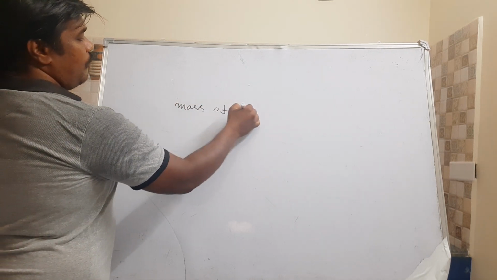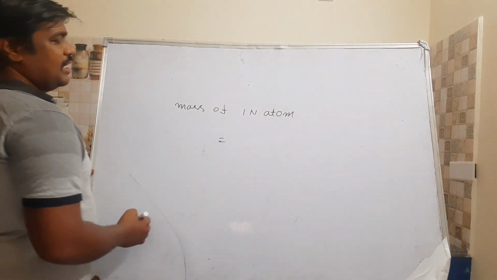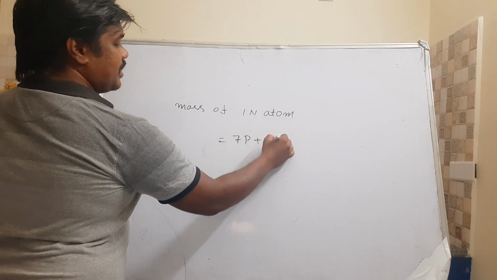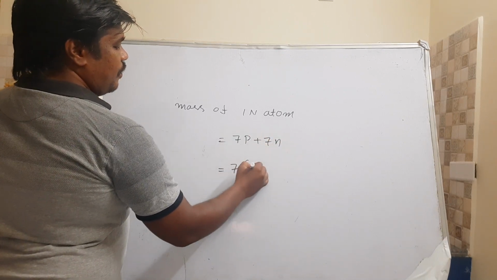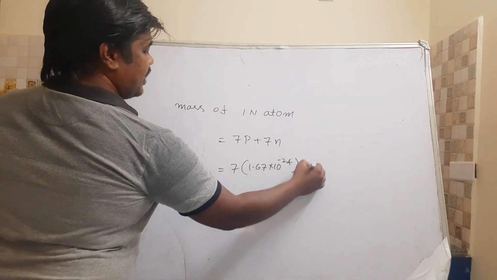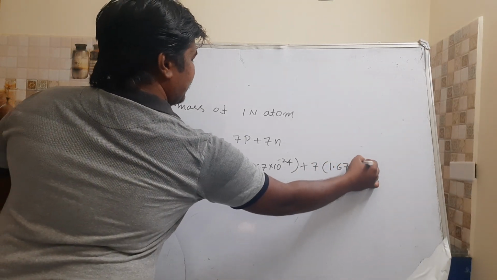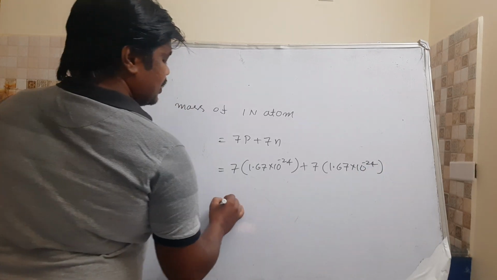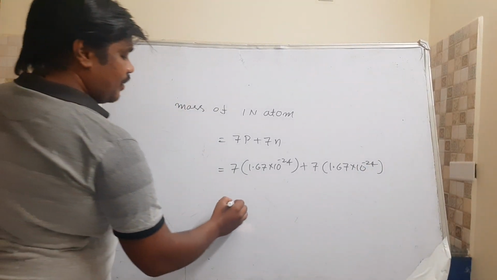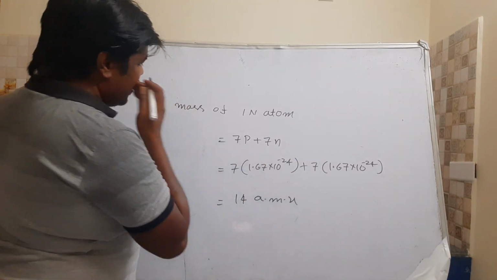What is the mass of one nitrogen atom? We already discussed it in the previous class. It consists of 7 protons and 7 neutrons, right? So 7 into 1.67 into 10 to the power of minus 24 grams plus 7 into 1.67 into 10 to the power of minus 24 grams. This is called AMU. So finally, the mass of one nitrogen atom is 14 atomic mass units.